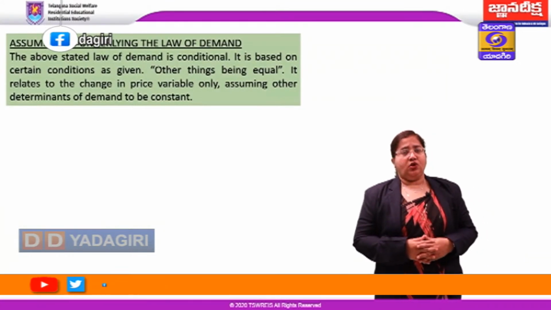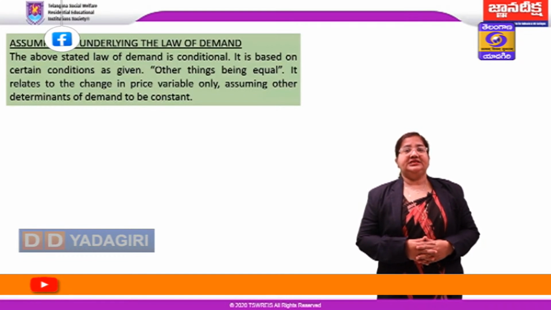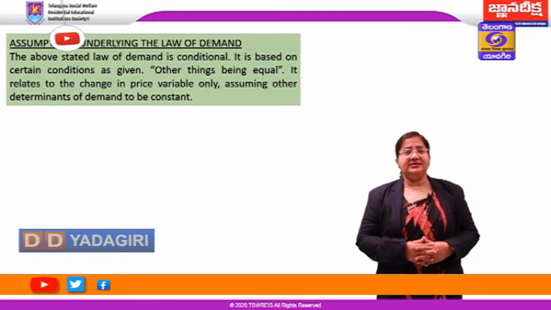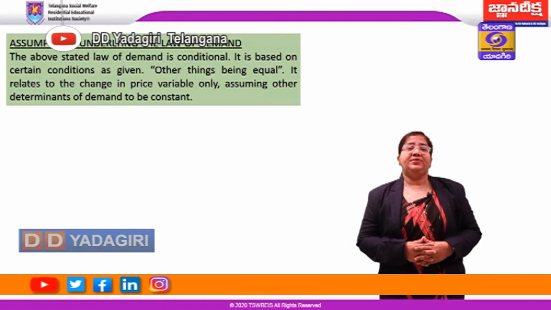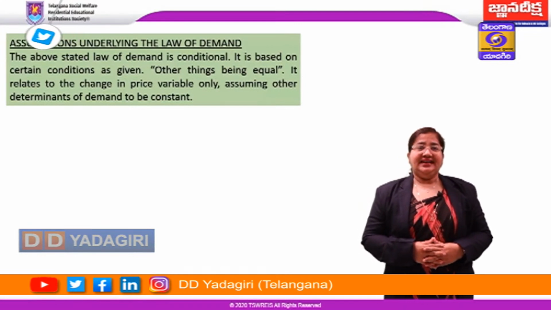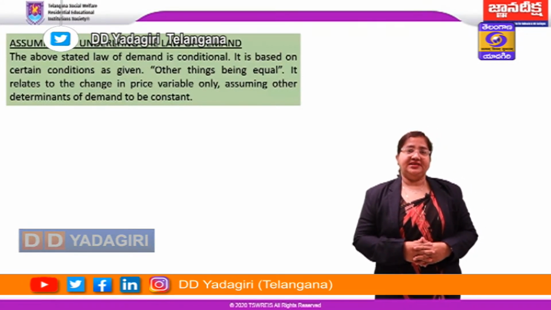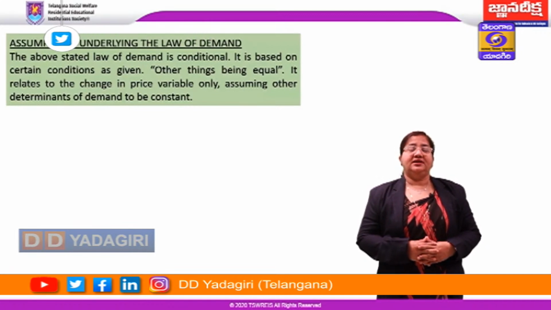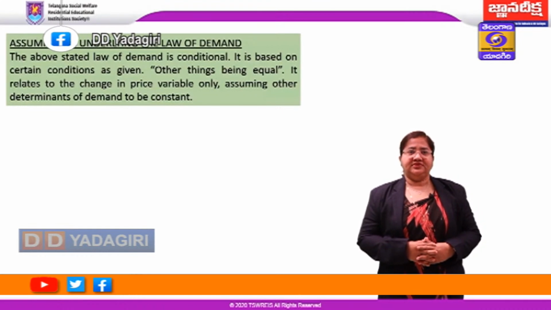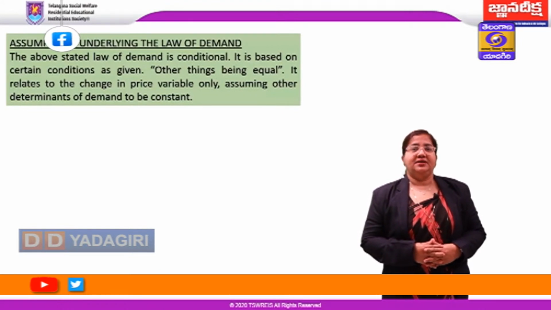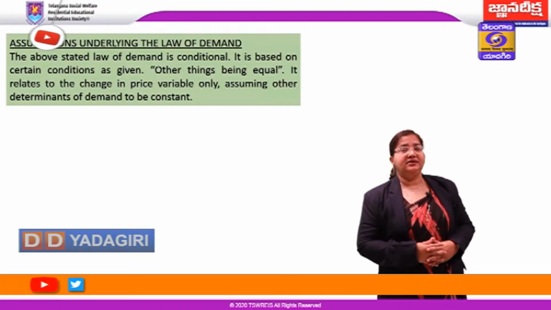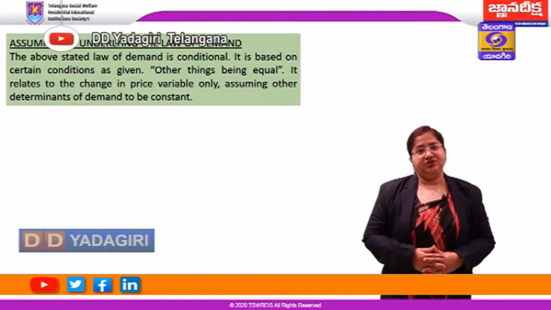The above stated law of demand is conditional. It is based on certain conditions as given. Thus, it is always stated with other things being equal, under the ceteris paribus assumption. It relates to the change in the price variable only, assuming other determinants of demand to be constant. The law of demand is thus based on the following ceteris paribus assumptions. Now we'll learn in detail what those assumptions are.